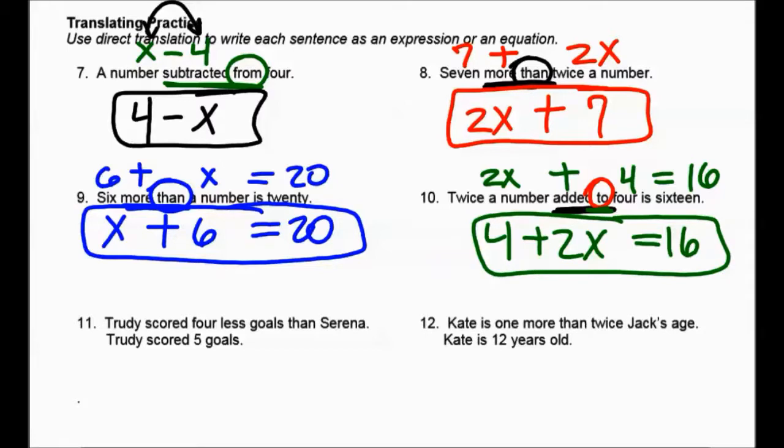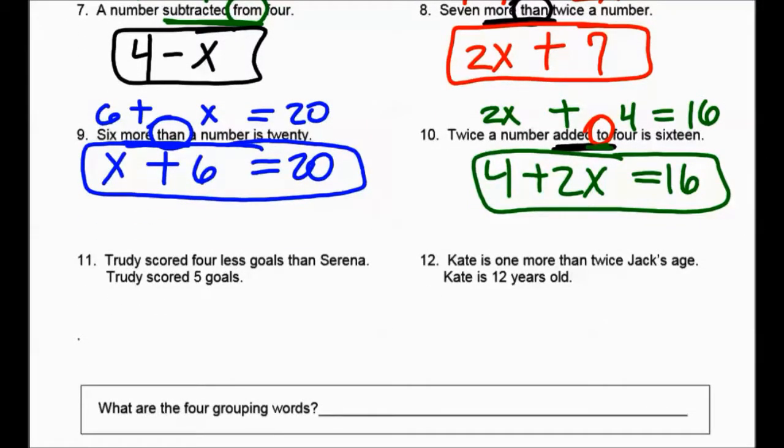Switcheroo words will only happen with addition and subtraction. You'll get more than, less than, older than, younger than, added to, or subtracted from. Those are the only phrases that we have switcheroo words. Okay? All right, these next ones.